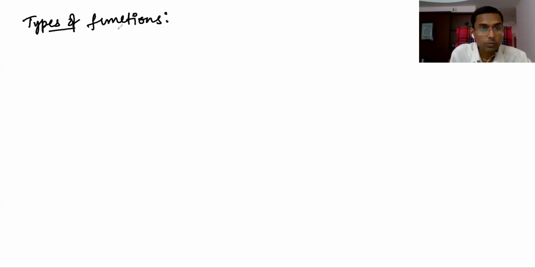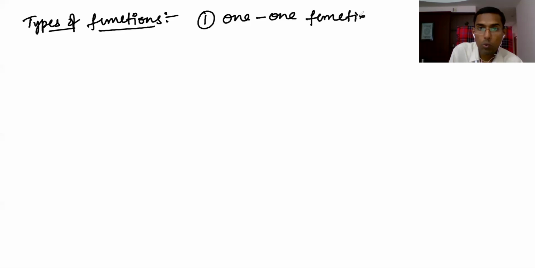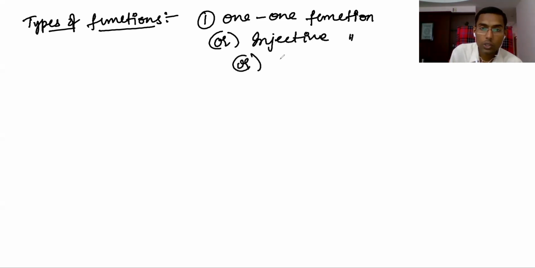Then next, types of functions. So what are the types of functions? One is a one-one function, one-to-one function. Number one, one-to-one function. Number two, onto function. The one-to-one function can be called an injection or injective function. So what is that?